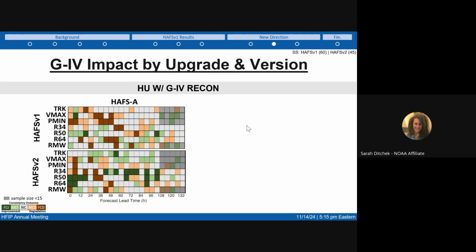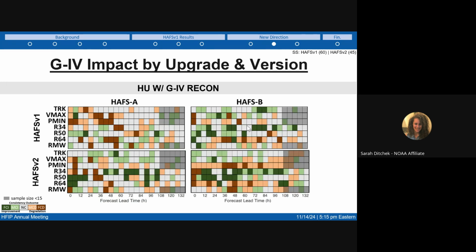So here are the scorecards for HAFS A, v1 on the top and v2 on the bottom. The track and intensity results improved in v2 compared to v1. That short lead time degradation for track and intensity is now gone. There were some outer wind radii improvements found too, particularly for R34, as you could see by those dark greens.